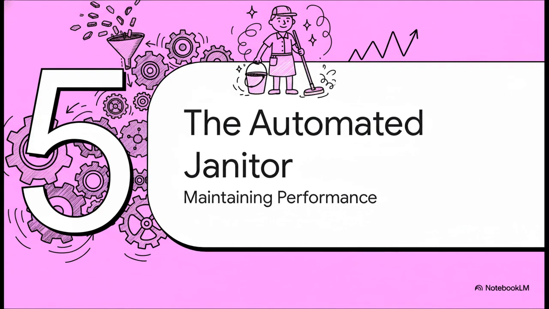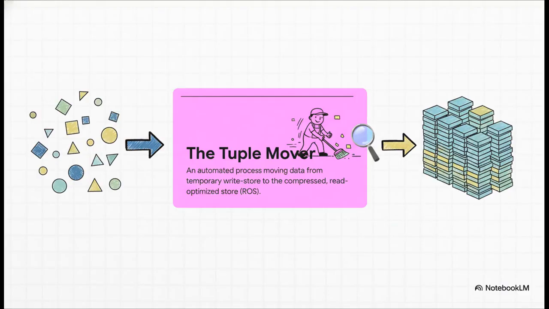Okay, great. So the database is highly optimized. But what about in the real world, where new data is constantly flooding in? How does Vertica keep up that peak performance? Well, that brings us to our last piece, a really critical and honestly often overlooked background process. Let me introduce you to the tuple mover. You can think of it as Vertica's automated, tireless janitor, or maybe a librarian.